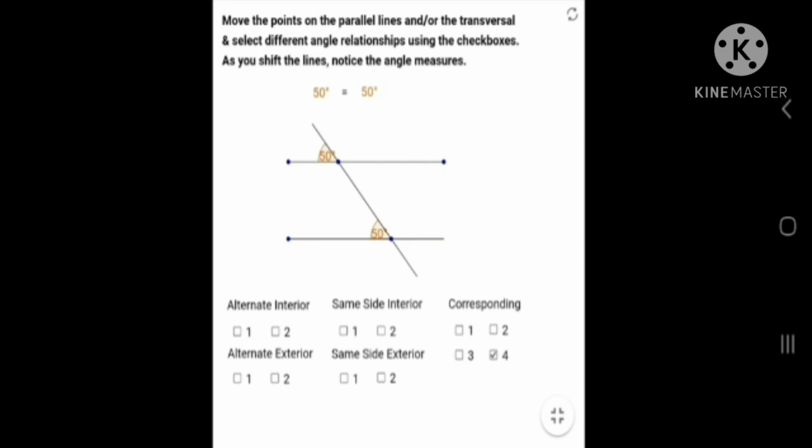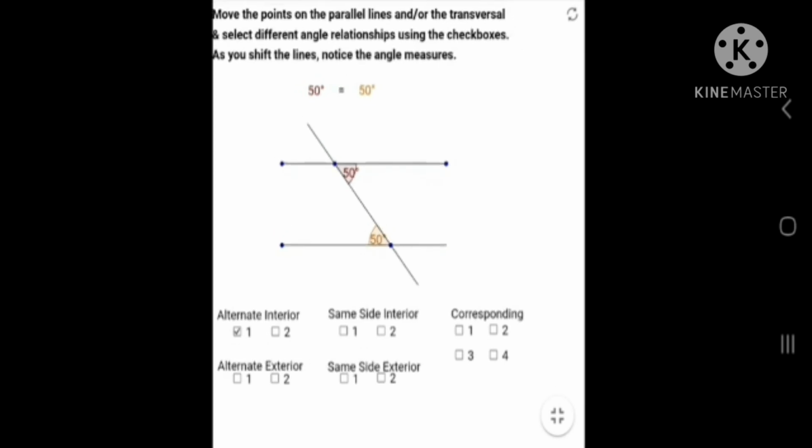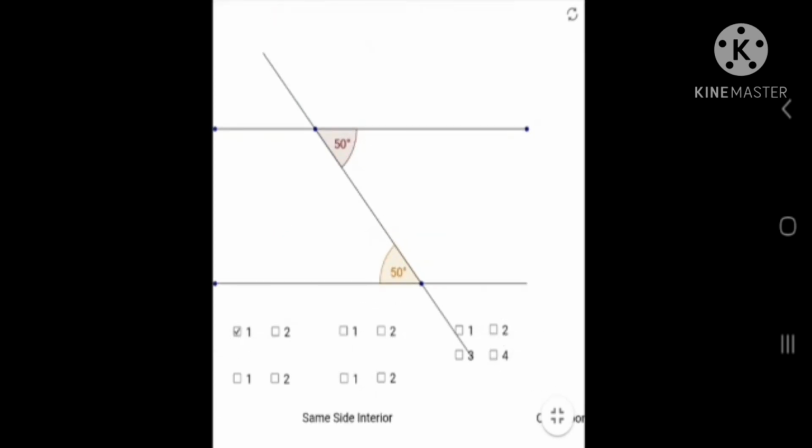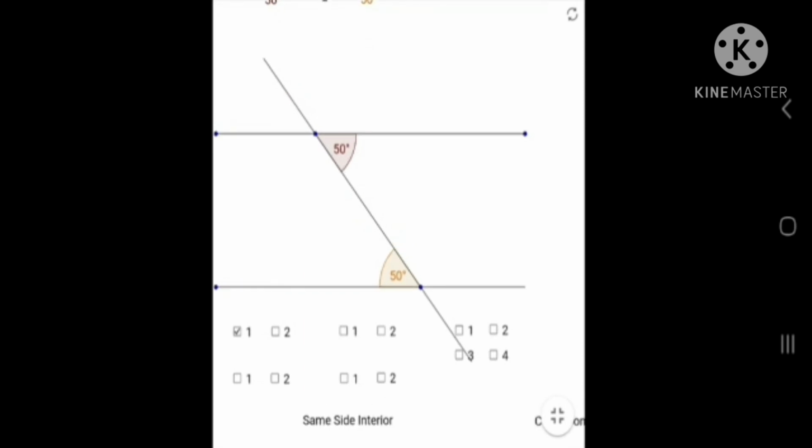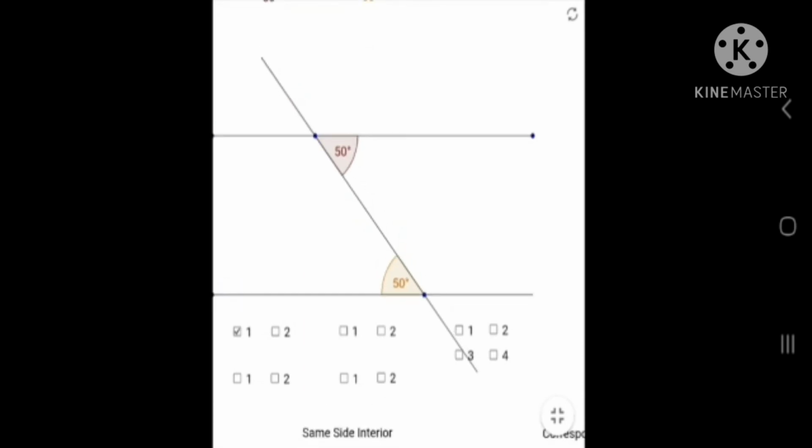Next is alternate interior. As you can see here, 50 degrees, 50 degrees. These are alternate interior angles. Next, the same thing, another pair of alternate interior, 130 each. The next one is alternate exterior, 130 each and 50. These are alternate exterior angles. The next one, angles on the same side of the transversal in the interior.